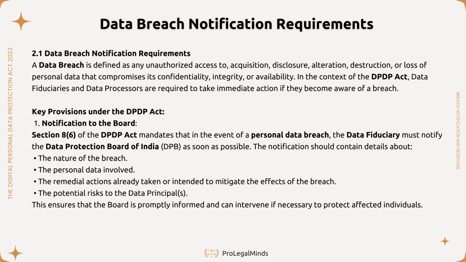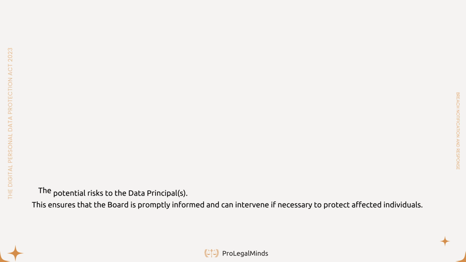1. Notification to the Data Protection Board. Section 8(6) of the DPDP Act mandates that, in the event of a personal data breach, the data fiduciary must notify the Data Protection Board of India, DPB, as soon as possible. The notification should include the following details: the nature of the breach, the personal data involved, the remedial actions already taken or intended to mitigate the effects of the breach, and the potential risks to the data principals. This timely notification ensures the board is promptly informed and can intervene if necessary to protect affected individuals.